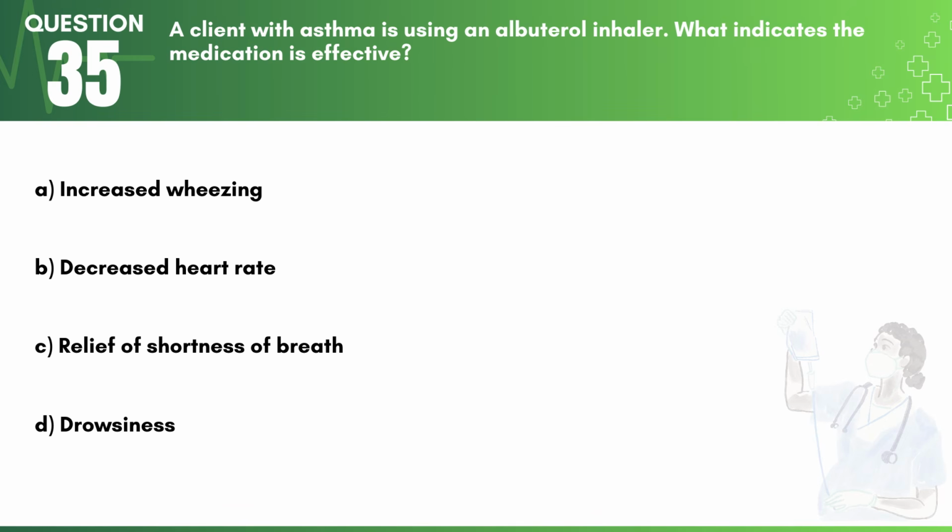Question 35. A client with asthma is using an albuterol inhaler. What indicates the medication is effective? A. Increased wheezing. B. Decreased heart rate. C. Relief of shortness of breath. D. Drowsiness.